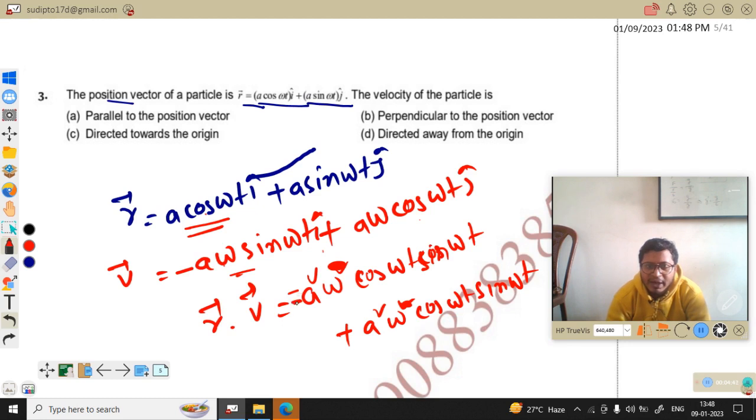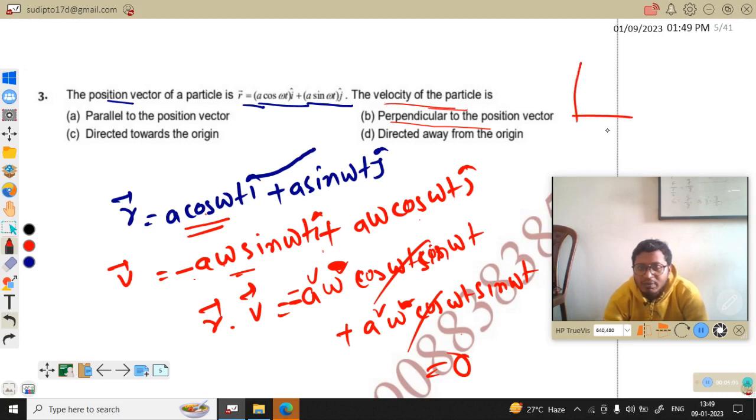So this side is minus and this side is plus, so they cancel out and it will be 0. And we know that if the dot product of two vectors is 0, that means they are perpendicular to each other. So velocity and position, or displacement, are perpendicular to each other. I hope it is clear.